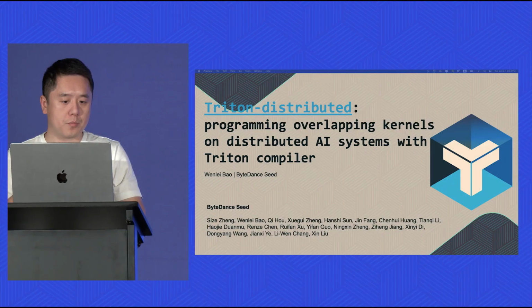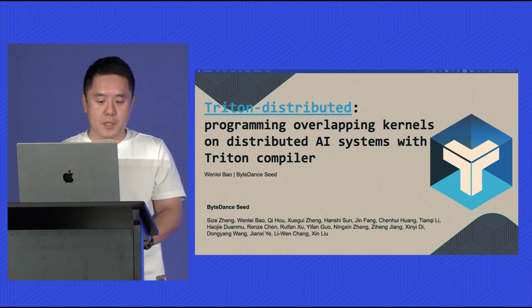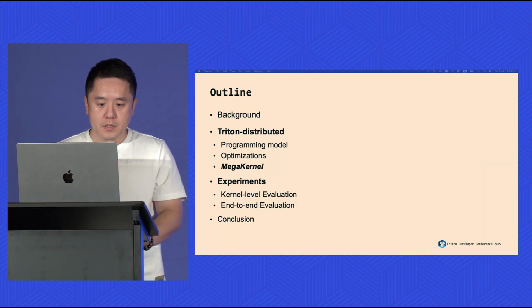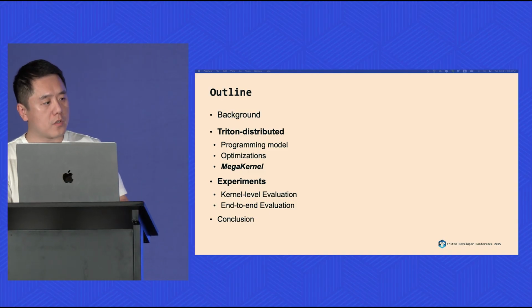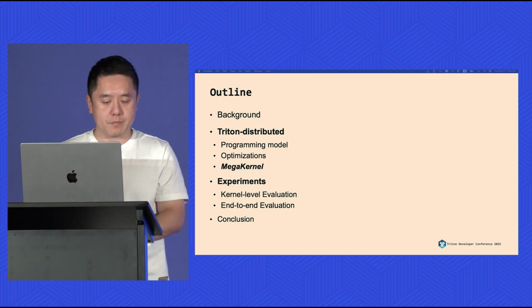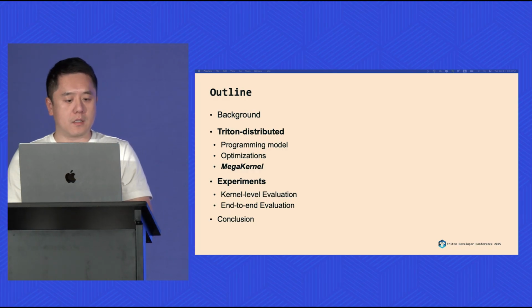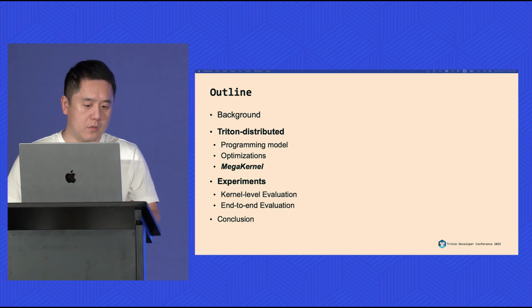Today, I will talk about our project, Triton Distributed, which is a compiler that helps you program overlapping kernels on distributed AI systems. This work is done by many people in Triton C. So the outline will look like this. We will first go over some of the background, and then we will touch base on some key components within the Triton Distributed compiler. And lastly, we will see some experiment results.